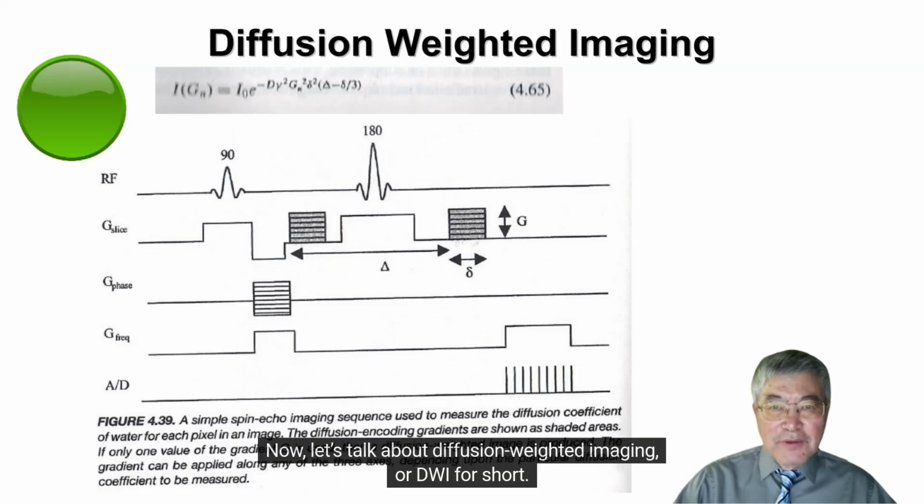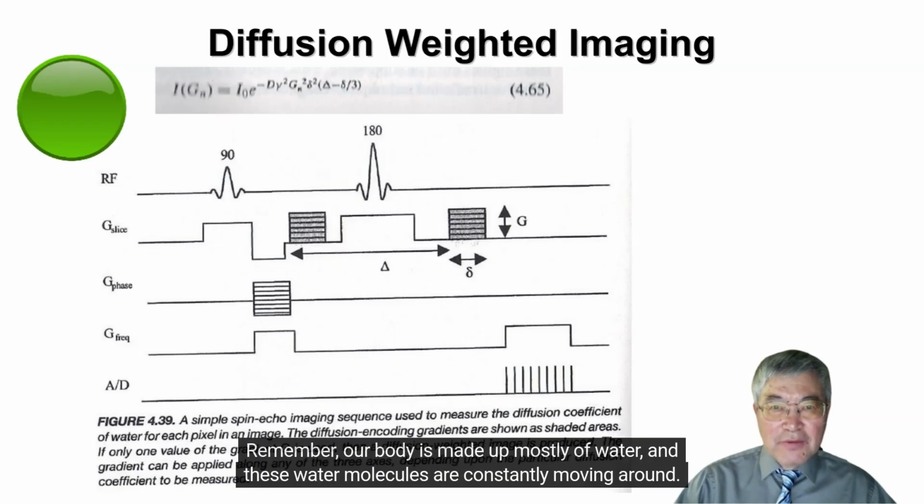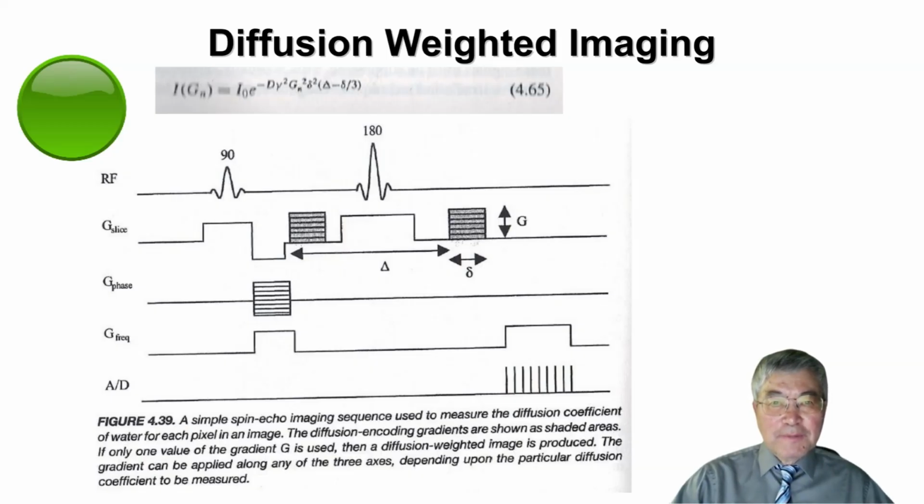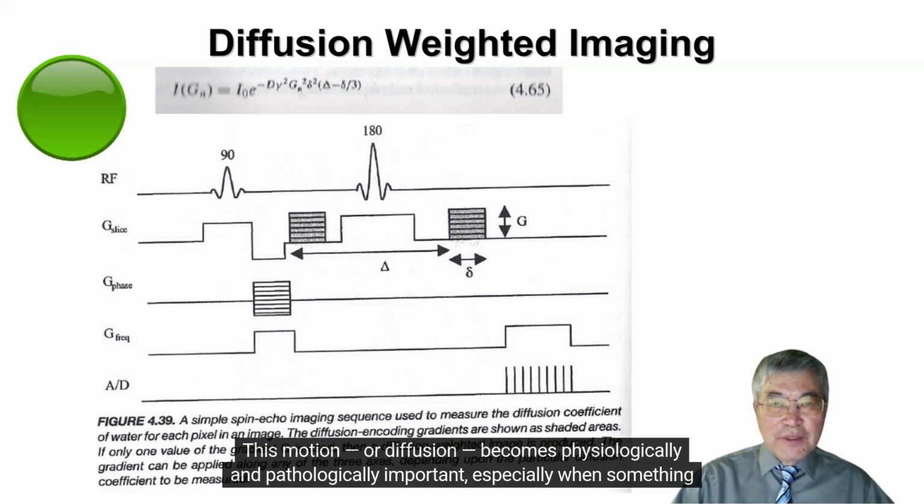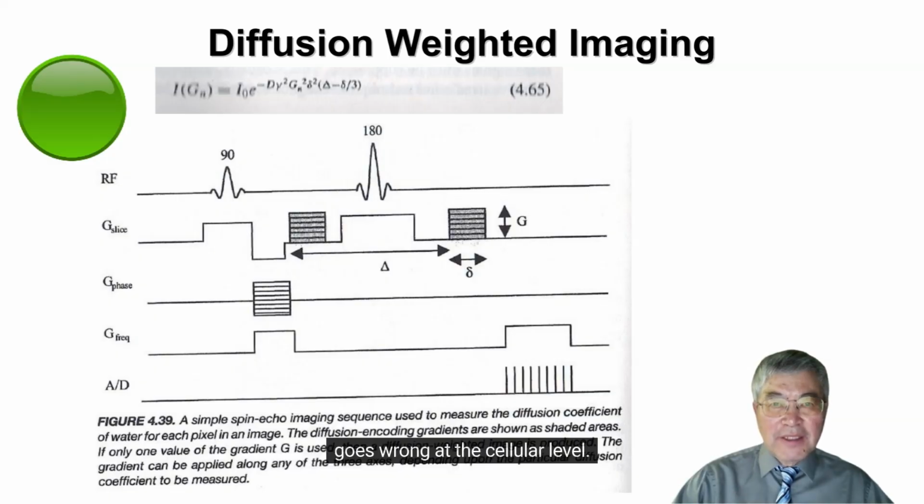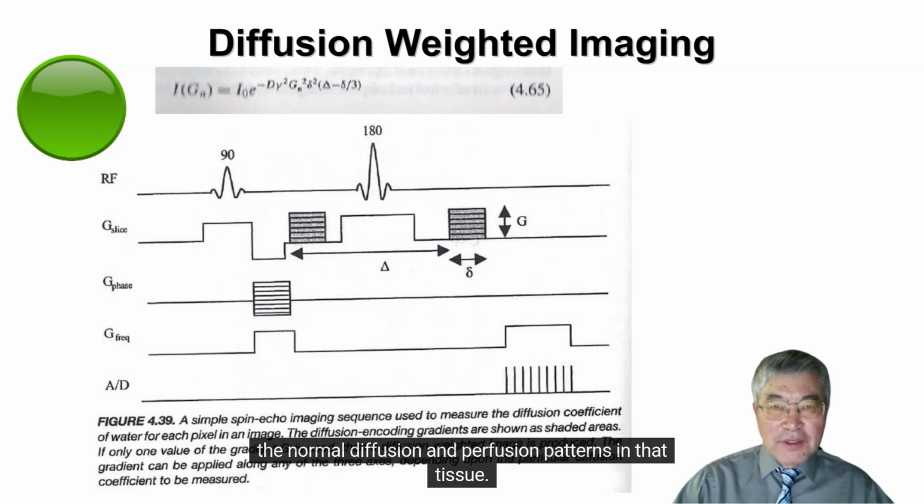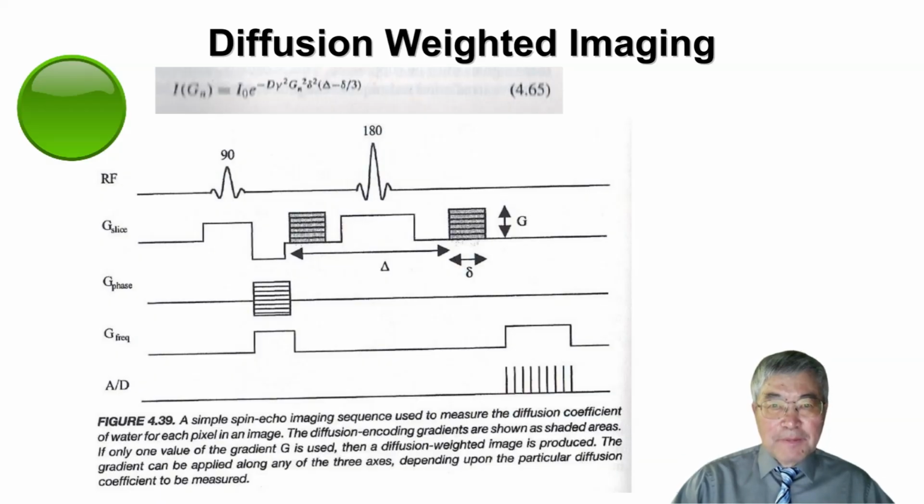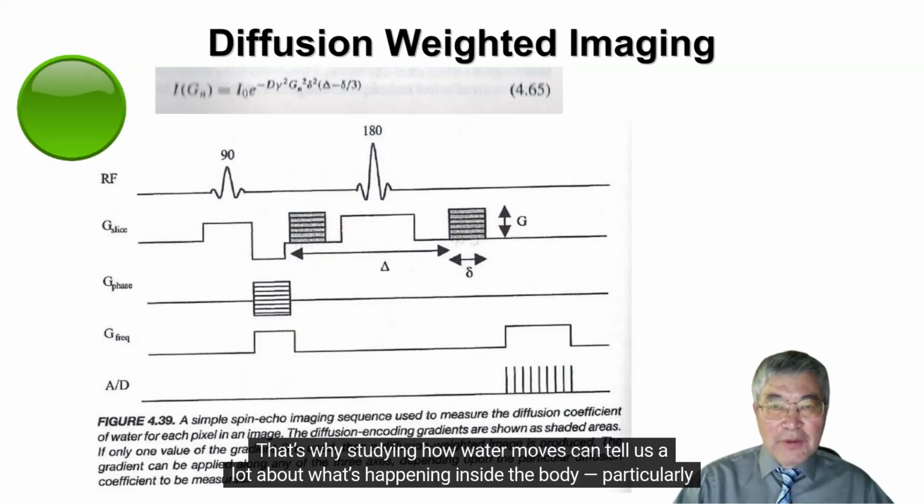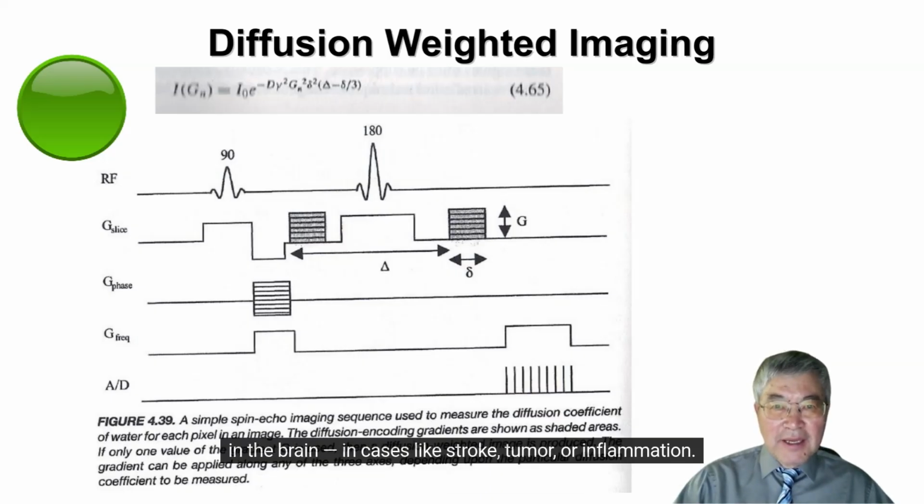Now, let's talk about diffusion-weighted imaging, or DWI for short. Remember, our body is made up mostly of water, and these water molecules are constantly moving around. This motion, or diffusion, becomes physiologically and pathologically important, especially when something goes wrong at the cellular level. For example, when a cell membrane becomes swollen or damaged, water can leak out of the cell, altering the normal diffusion and perfusion patterns in that tissue. That's why studying how water moves can tell us a lot about what's happening inside the body, particularly in the brain, in cases like stroke, tumor, or inflammation.